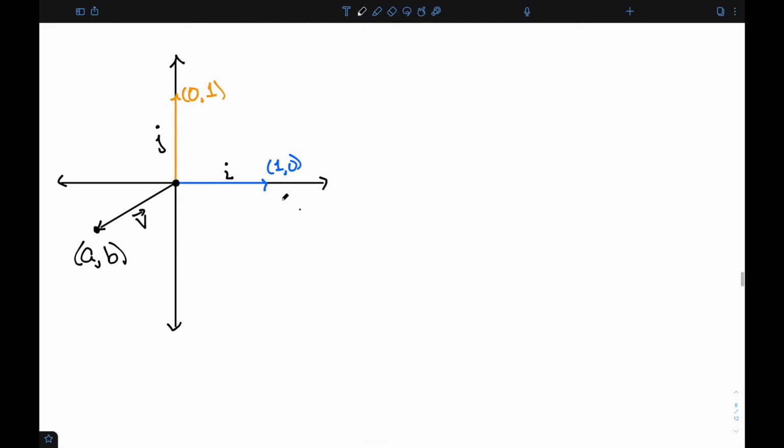Let's suppose I have my coordinate system and I have some vector that starts at the origin and ends at the point (a, b). In this case, we can write the vector as v equals a times i plus b times j. We write it as how far it moves in the x direction plus how far it moves in the y direction.